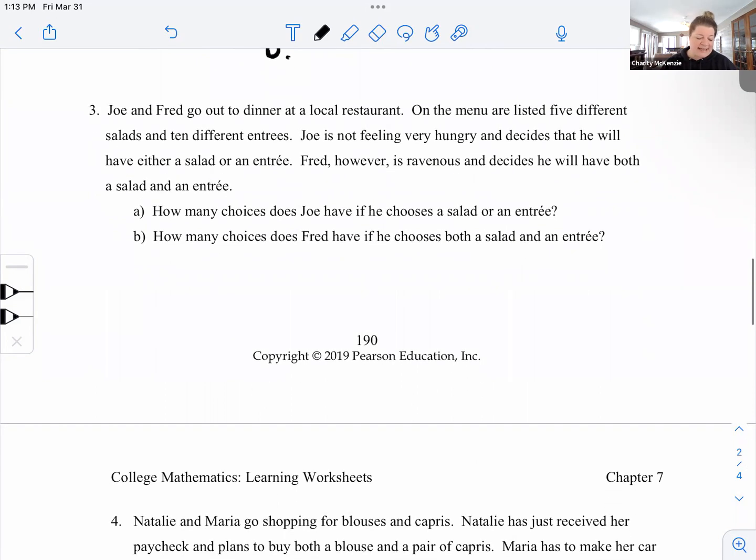So problem 3 says, Joe and Fred go out to dinner at a local restaurant. On the menu, they have 5 different salads and 10 different entrees. Joe is not feeling very hungry and decides he will have either a salad or an entree. Fred, however, is ravenous and he decides he will have both a salad and an entree. How many choices does Joe have if he chooses a salad or an entree?